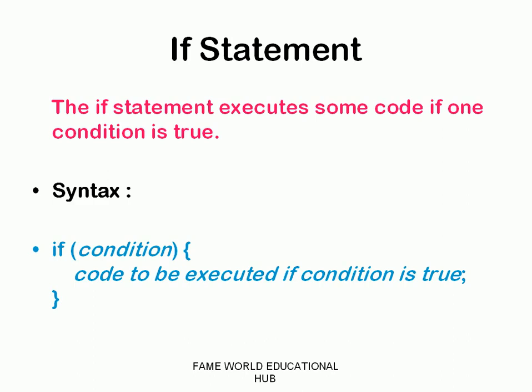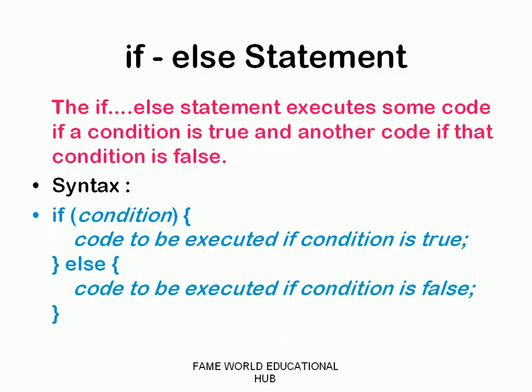But if we want to go to the else block, we can choose the if else statement. The if else statement executes some code if a condition is true and another code if that condition is false. That is, we can see the syntax, the format here. If we provide a condition here and that condition is true, then it will come into the if block, the code to be executed if the condition is true. Yes, if the condition which we are providing in the if block is true, then it will come into the if block. Else, if the condition is false, it will directly go to the else portion and it will not enter the if block. It will print the statements which are written in the else block. So what is there in the else block? Code to be executed if the condition is false. If the condition which we have given in the if block is false, then it will come to the else block and print that particular statement.